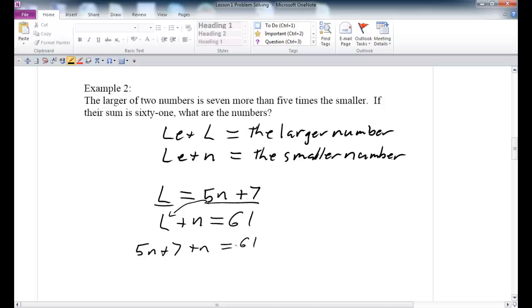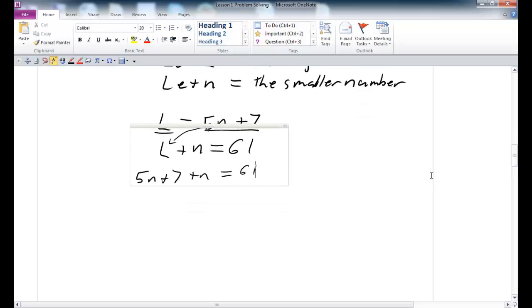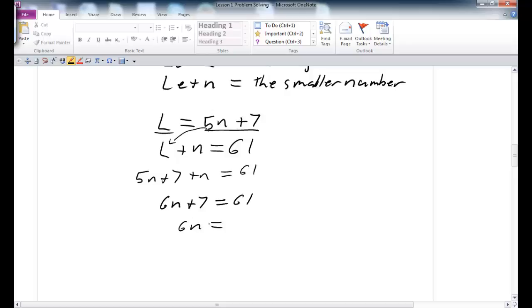Now you can see I've just got n's to solve for. I can just collect them up, isolate the n, and I'll have my solution. You can see I would get 6n plus 7 equals 61. Let's subtract 7 from both sides. 6n equals 54. And then we would divide both sides by 6 to isolate the n. We've got n equals 9.